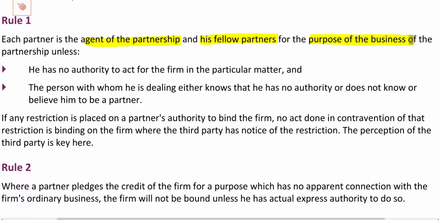Now, the only time when that contract won't be binding is if that partner actually has no authority to act for the firm, and the person that he's dealing with knew that he had no authority, or that person didn't know that he was a partner. Now, if you think about this, it's typical agency law. It's looking at protecting the third party who enters into a contract with the partnership. If they are entitled to believe that they're dealing with a partner, and they do believe it's a partner, and they believe that he's entering into a contract to bind the business, then that third party will be protected, and they'll be able to enforce their contract.